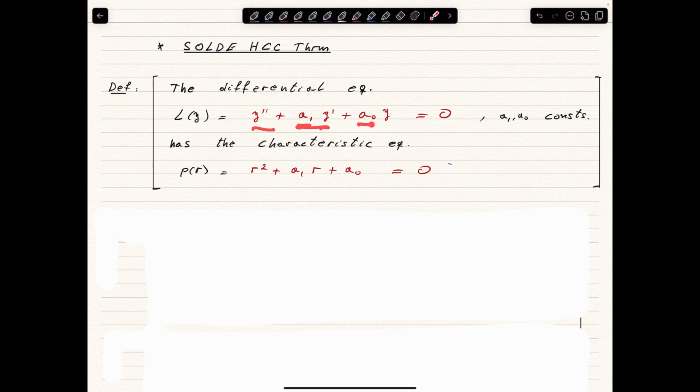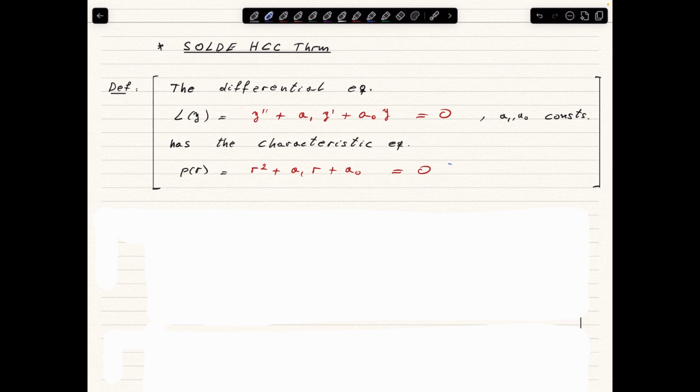y double prime plus a1 times y prime plus a0 y equals 0. Let's call that the linear differential operator, and that the homogeneous equation with constant coefficients. That equation, where a1 and a0 are constant, has what is called a characteristic equation, and the characteristic equation is: replace the second derivative by r squared, the first derivative by r, and use the same constants a1 and a0. This is what is called the characteristic equation of the original differential equation, and this here is the characteristic polynomial.